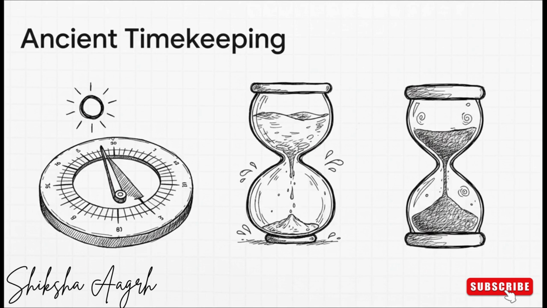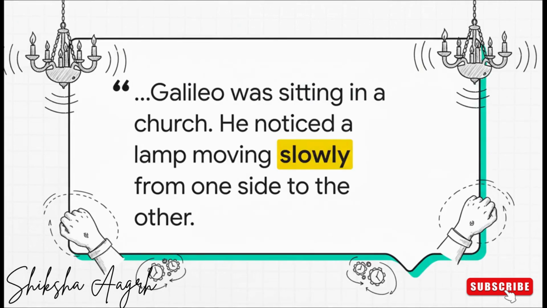We needed a real breakthrough. And that breakthrough came from, of all places, a moment of boredom in church. The story goes that Galileo was just sitting there watching a big lamp swing back and forth, back and forth. And as he watched, he used his own pulse to time the swings, and he noticed something absolutely incredible.